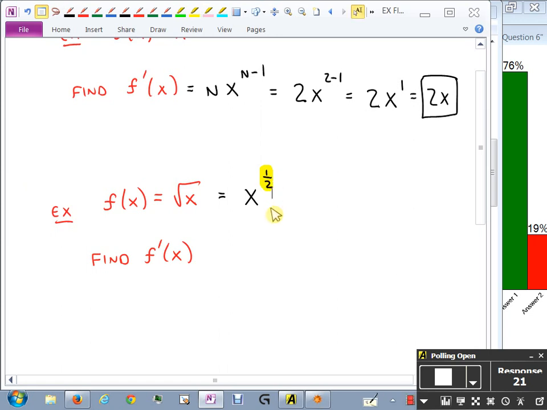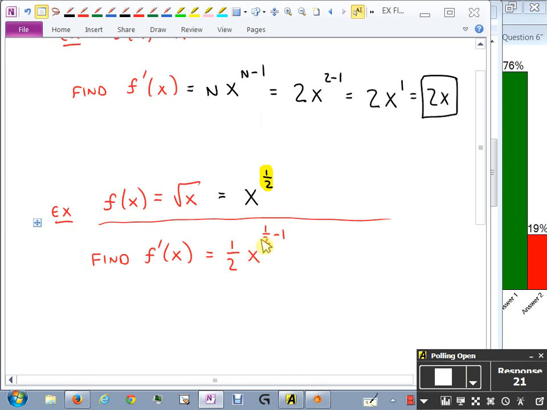So if I want to take the derivative, the n is going to come out. So I'm just going to write this next to this right here. I'm taking the derivative down here. The n comes out, so 1 half comes out. And then it's x to the, take the n and subtract 1. 1 half minus 1 is negative 1 half. And if you've had trouble in the past with fractions, you have got to become proficient with fractions. You've got to be able to add and subtract fractions pretty quickly.